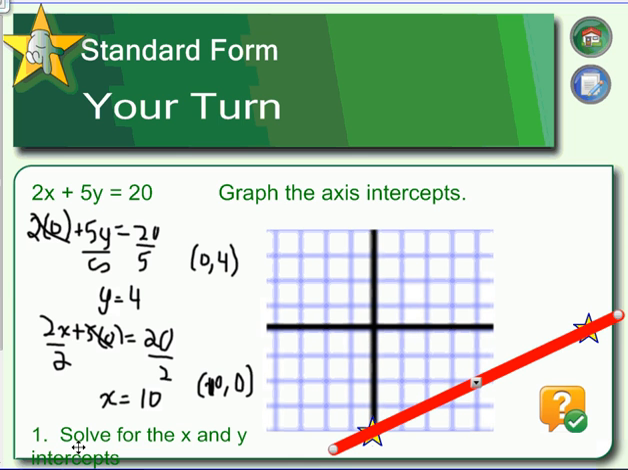All right. So we will be working with all three of the different types of equations of lines and graphing them tomorrow.